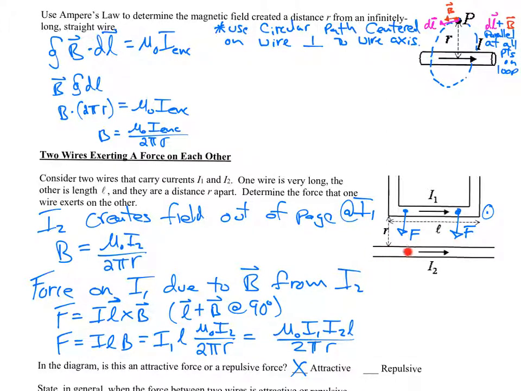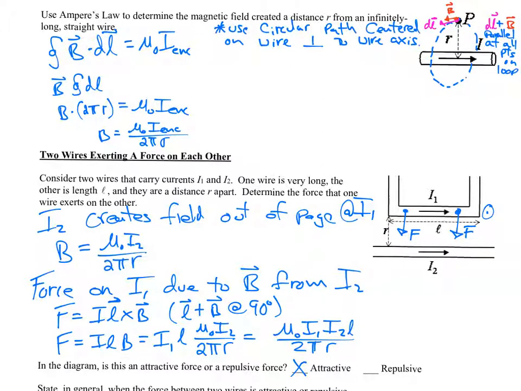So the bottom wire here creates a magnetic field that points out of the page in the vicinity of the first wire. If you point your thumb to the right on I2 and curl your fingers, that will show you the direction of the magnetic field from I2. So you point your thumb to the right, curl your fingers, and they come out of the page up here.